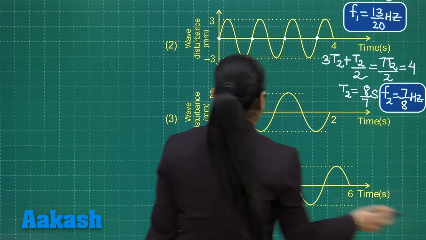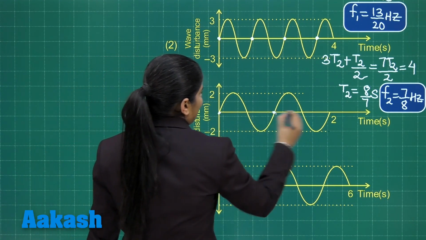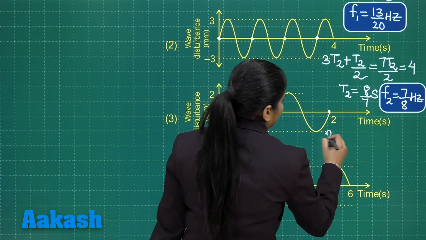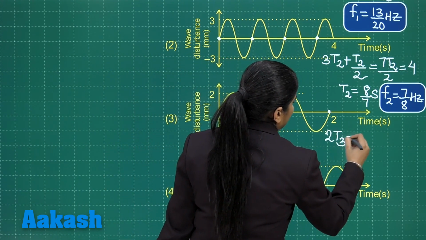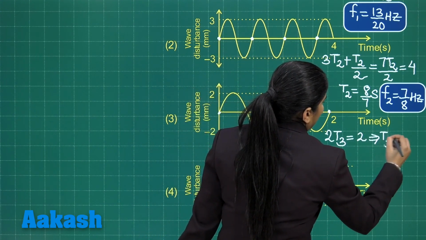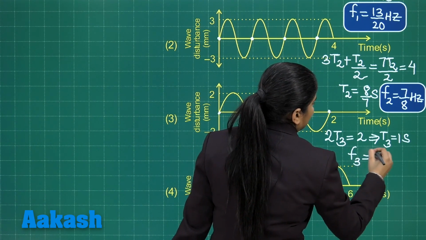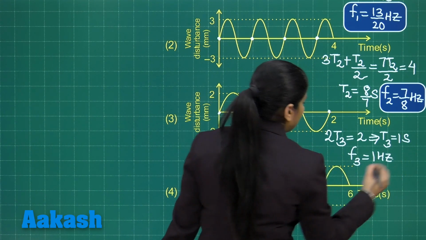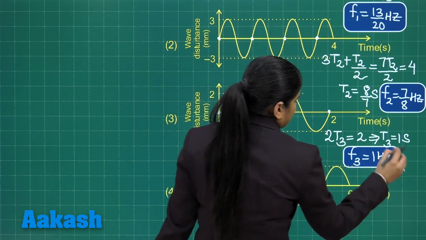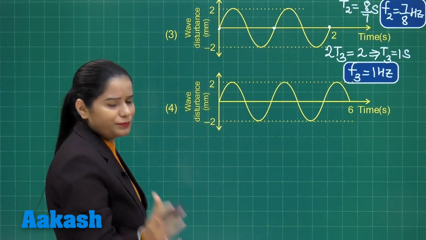Let's solve this for the third wave. From here till here, one wave and two complete waves. If I consider T3 to be the time period for this wave, I can write 2 T3 is equal to 2, and this gives me T3 as 1 second, and the frequency F3 will be the reciprocal of this and hence comes out to be 1 Hertz. So putting this into the box also, let's calculate the same for this fourth option.